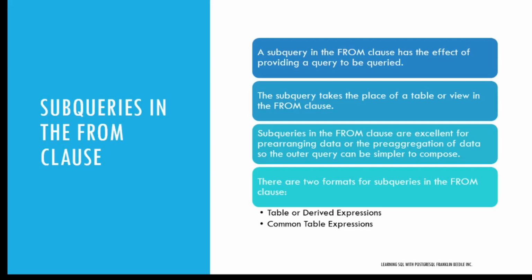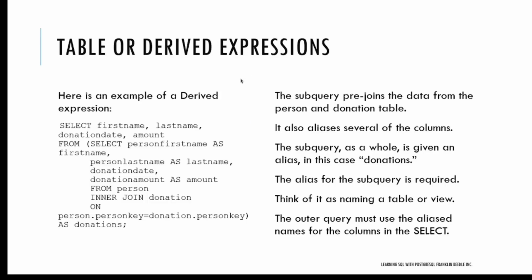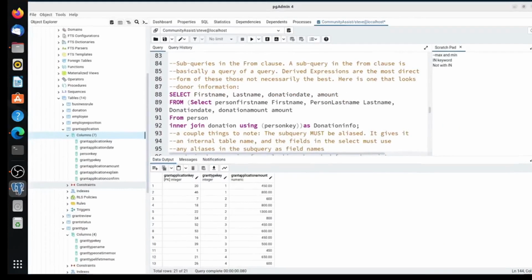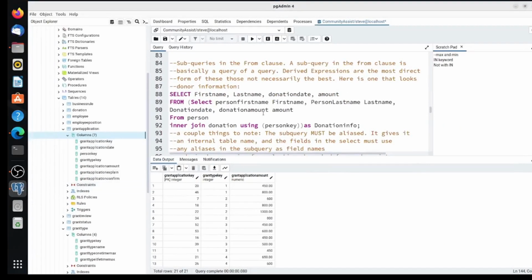They do the same thing. I will say that common table expressions are generally preferable, and I'll show you those in a moment. So actually I'm going to escape this and bring up this. So subqueries in the from clause, as I said, derived expressions are the most direct form.